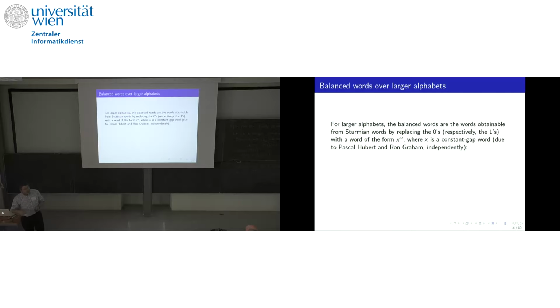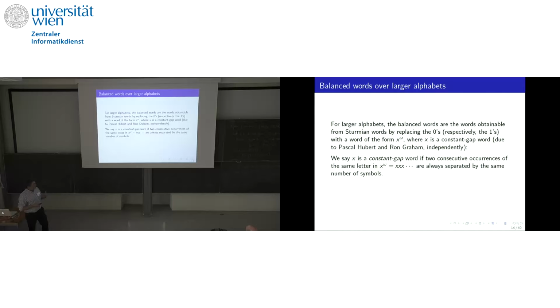Now, you can't just use any old word X. You have to use a certain kind of word called a constant gap word. Let me tell you what that is. A constant gap word is a word such that if you take your finite word X and repeat it, and you look at the occurrences of any particular letter, those letters are always separated by the same number of symbols, which could depend on the letter. So 0102 is a constant gap word, because if I write 0102 repeated forever, you see that the zeros occur with gap 2, the 1s occur with gap 4, and similarly the 2s occur with gap 4. The gap may depend on the letter. This nice characterization lets us build balanced words over a larger alphabet from the binary one.